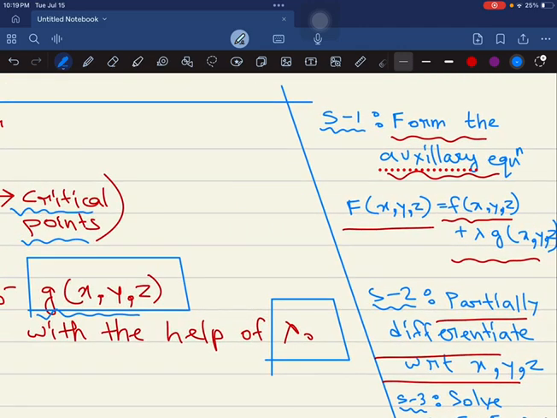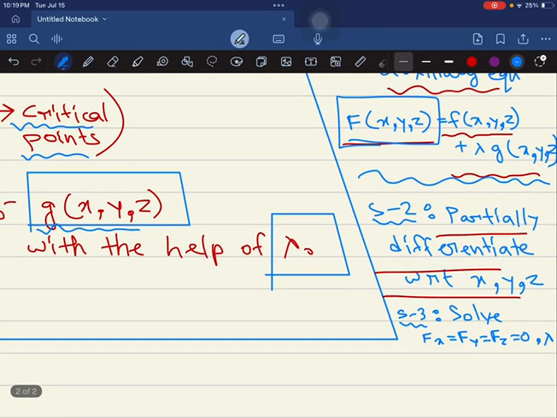So in step number 1, we have to form an auxiliary equation. The auxiliary equation is F(x, y, z), which consists of the function small f(x, y, z) plus lambda g(x, y, z). So we will form the auxiliary equation. This is the first step.